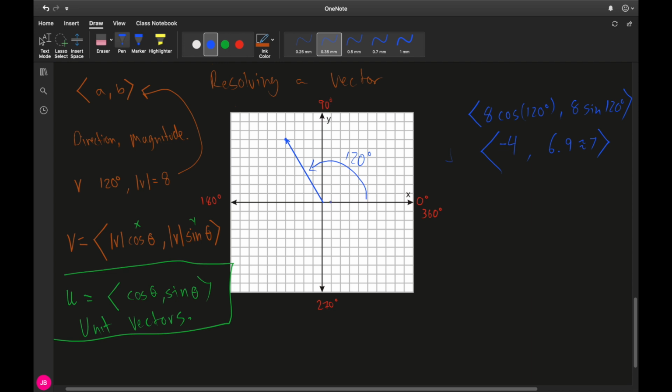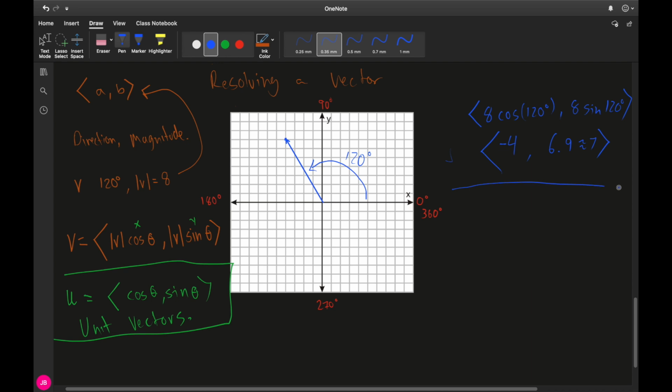120 degrees would be between 90 and 180, and this is just about 8 in length. So there we go. That is how we find the component form from direction and magnitude, directional angle and magnitude. Now the last thing that I want to go over is, how do you go the opposite way? How do you find directional angle and magnitude from the component form of a vector? Magnitude is pretty easy because we've already shown how to find it, but the directional angle, that one can be a little bit tough.